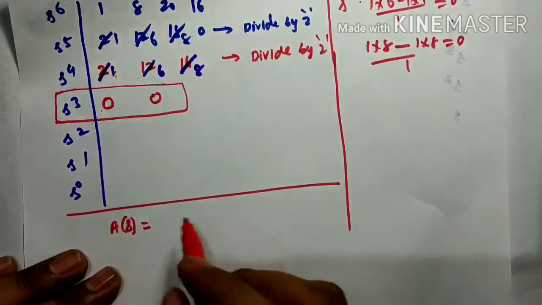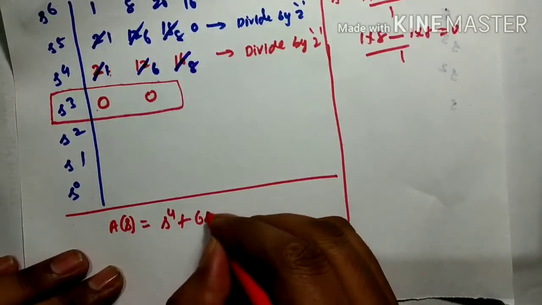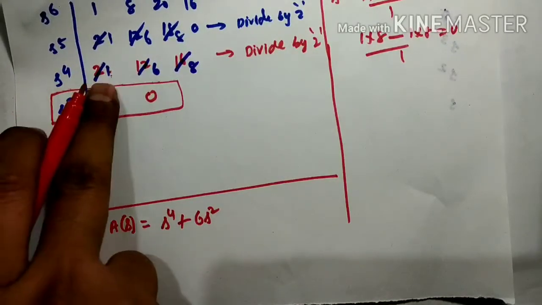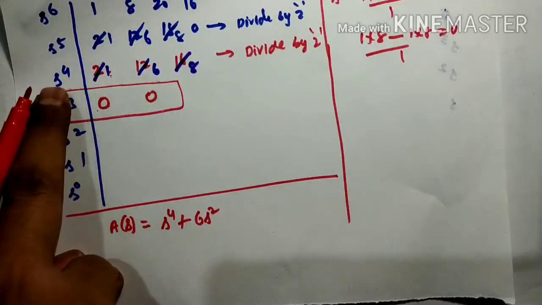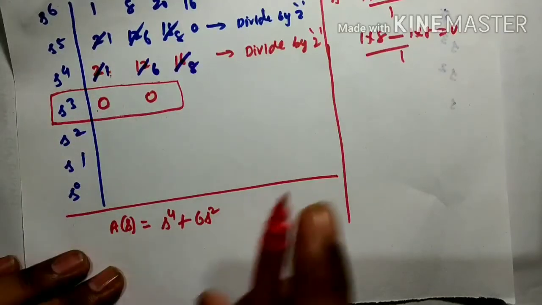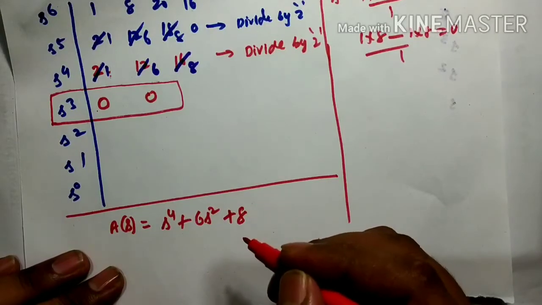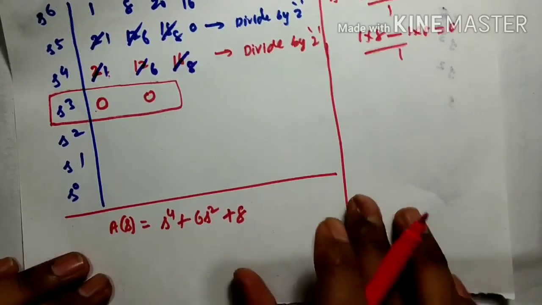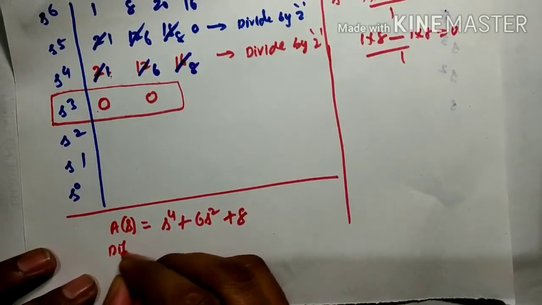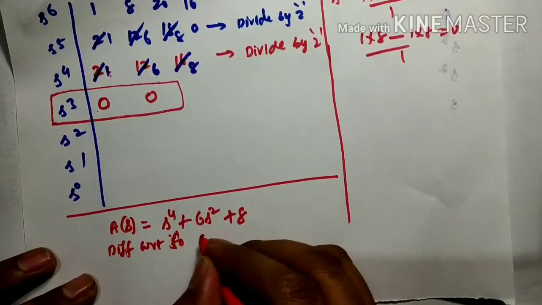The coefficient is 1, so s power 4. Then after that, 6s square. You have to take even powers of s. So the first one is s power 4, the second is 6s square, the third one is 8. So this is the auxiliary equation. After this, what do you have to do? You have to differentiate with respect to s.